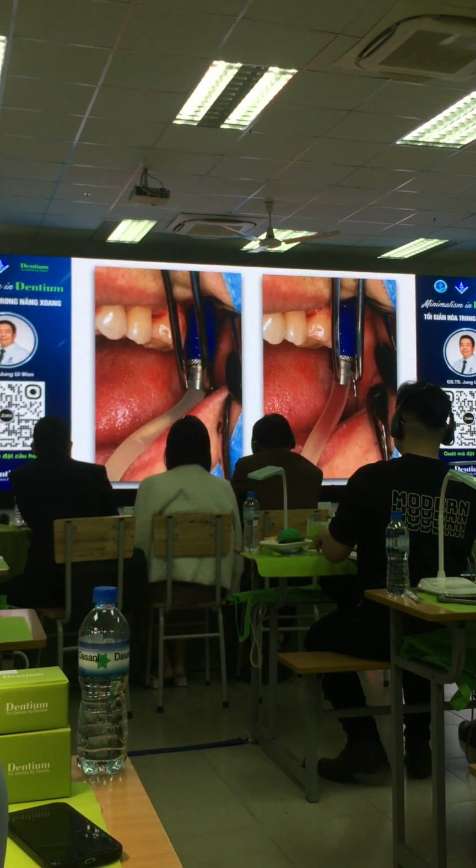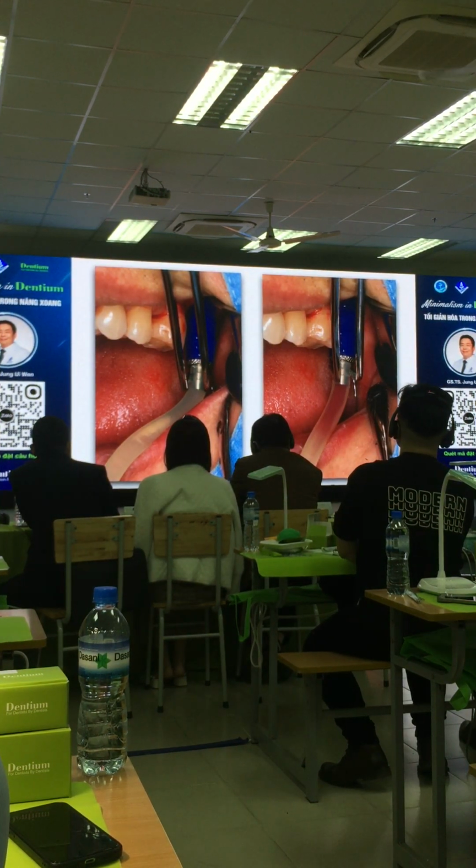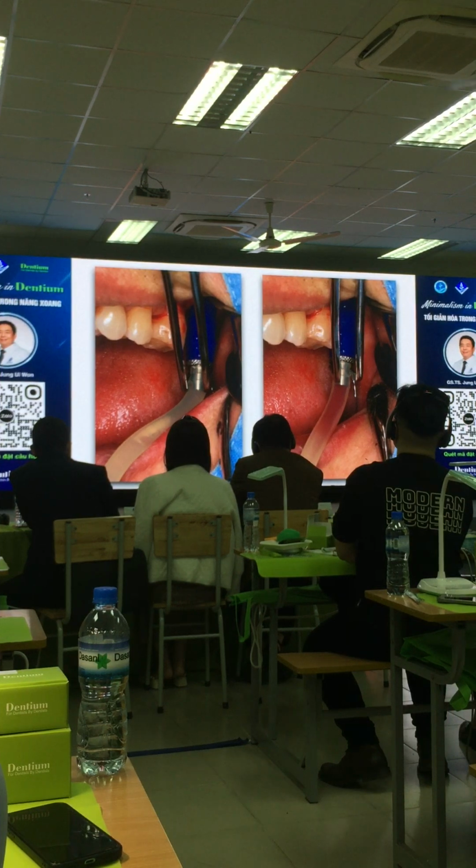However, it is very difficult to elevate the sinus membrane using a crestal approach in areas with inclined surface and undulation, and the risk of membrane perforation is high. In such circumstances, I usually use hydraulic pressure to elevate the sinus membrane.